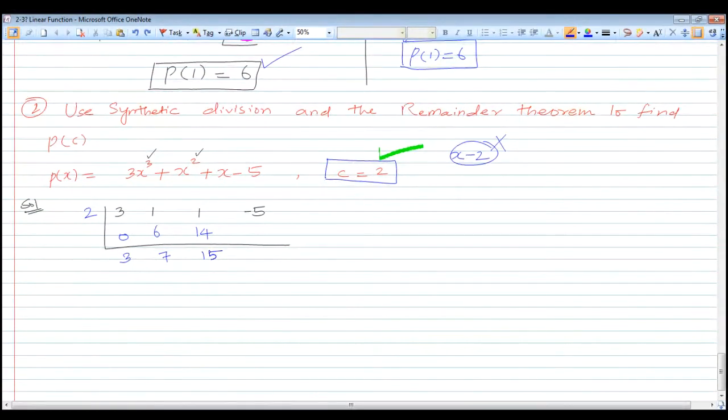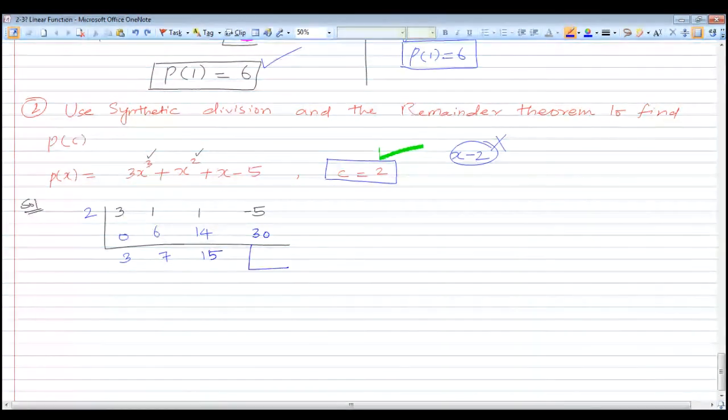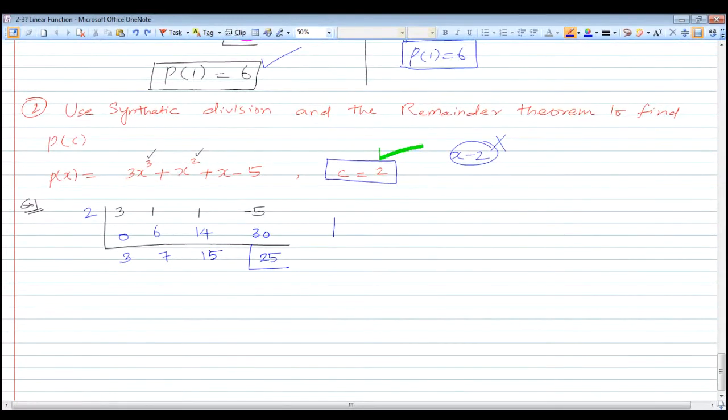Here 14 plus 1, 15. Multiply, you will get 30. Minus 5, here 20, 30 plus 25. So I got it: P of 2 is equal to 25. You need not check this one with the other rule, since it is 2 power 3 and here power 3. If you use this rule, you will get the same answer, but don't use this one. I will always use the synthetic division.